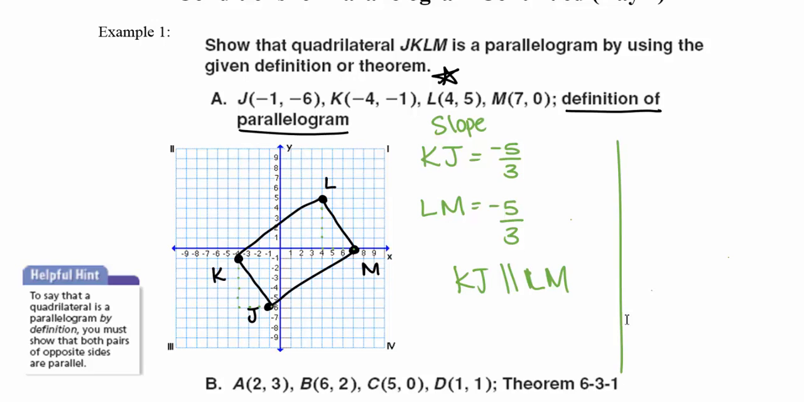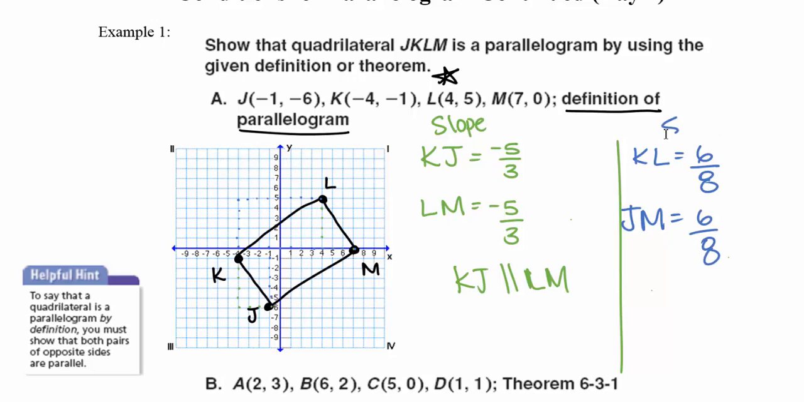So now we gotta do the same thing for the other two sides. So KL, up 1, 2, 3, 4, 5, 6 over 1, 2, 3, 4, 5, 6, 7, 8. And then we gotta prove that that's parallel to JM. So 1, 2, 3, 4, 5, 6 over 1, 2, 3, 4, 5, 6, 7, 8.